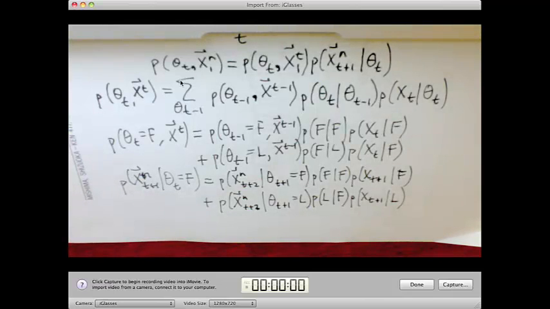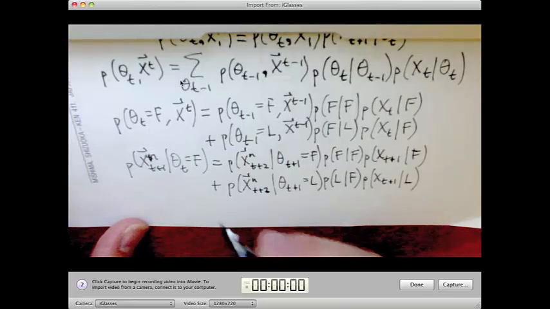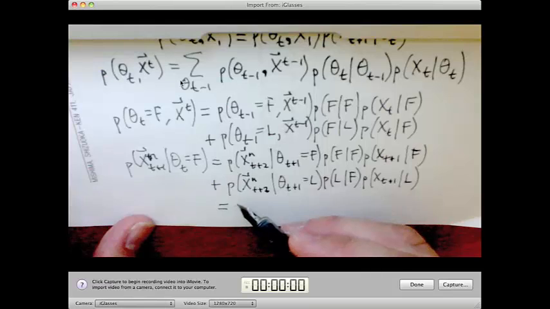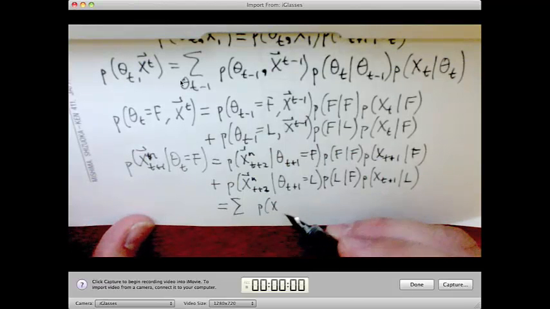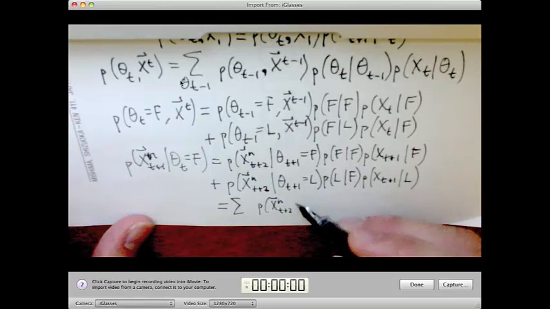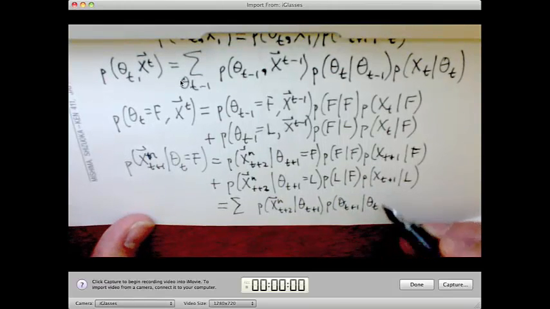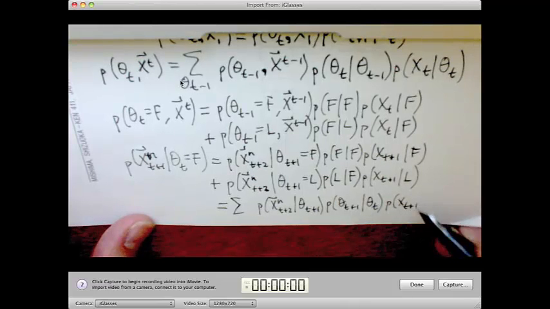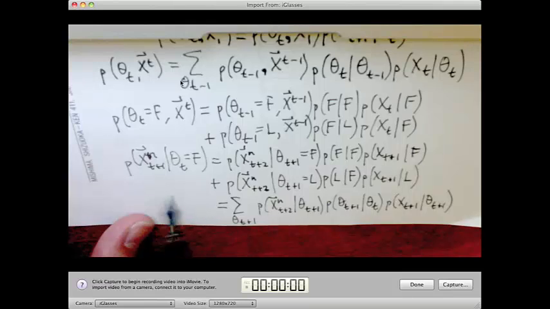Question? Sure. Right. So we're summing P of x t plus 2 to n given theta t plus 1, probability of theta t plus 1 given theta t, probability of x t plus 1 given theta t plus 1, and I'm summing over here to get rid of theta t plus 1, because you'll see I don't have a theta t plus 1 here.